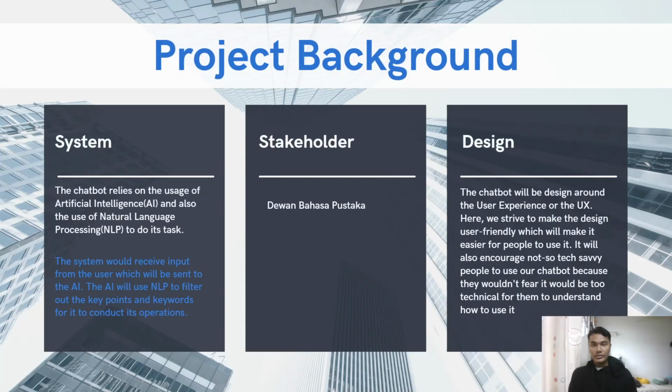Next, we move on to our project background. As for the system, the chatbot relies on the usage of artificial intelligence, or as known as AI, and also the use of natural language processing (NLP) to do its task. The system would receive input from the user, which will be sent to the AI. The AI will use NLP to filter out the key points and keywords for it to conduct its operation. As for stakeholder, our main stakeholder is Dewan Bahasa dan Pustaka.